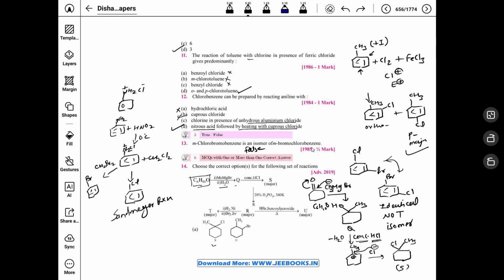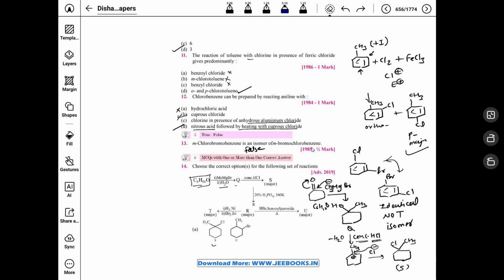Okay, so we have to actually draw all the structures because they are asking every structure T, R, U, and this is an MCQ with one or more than one correct answer. So there could be more than one correct answer. So let's draw other structures. And there is a reaction of Q. This is the reaction of Q. Actually its arrow is here, with orthophosphoric acid, and this is 20%.